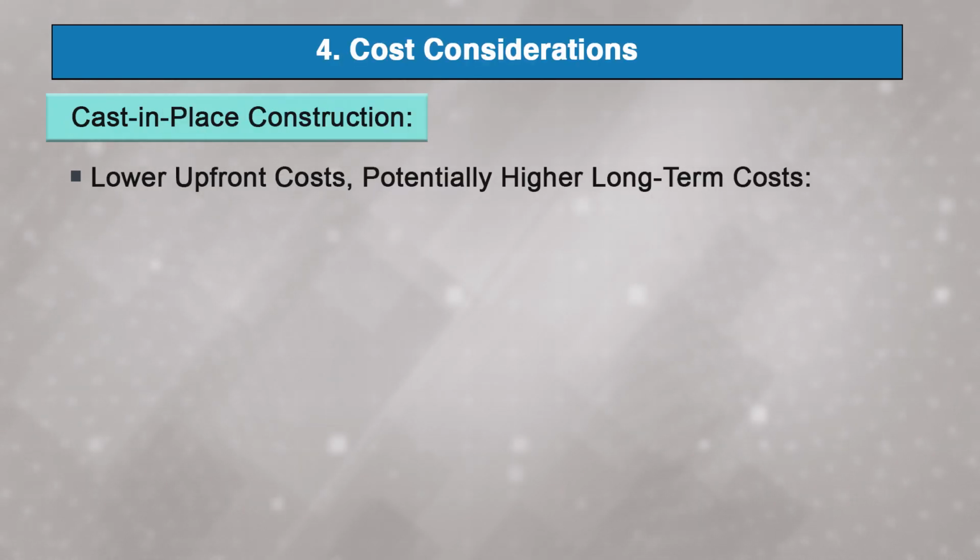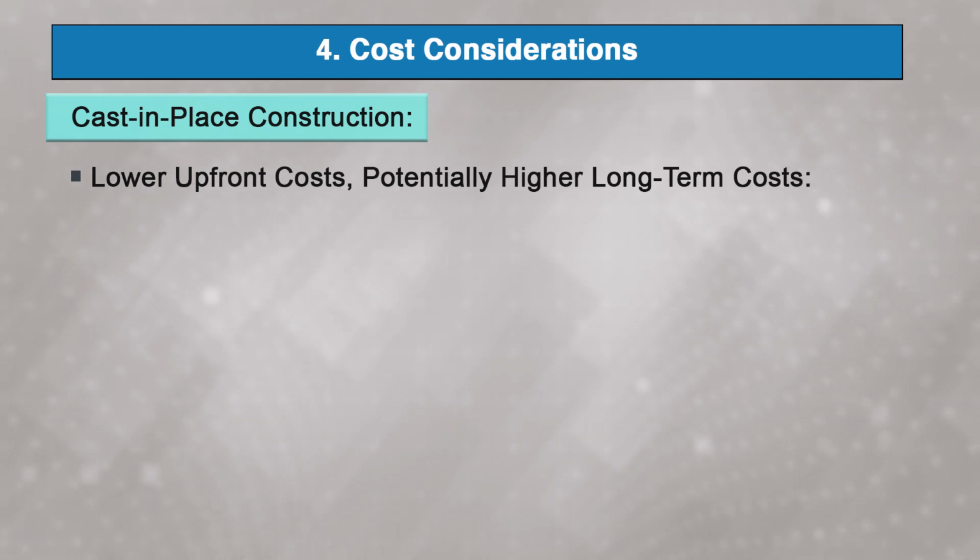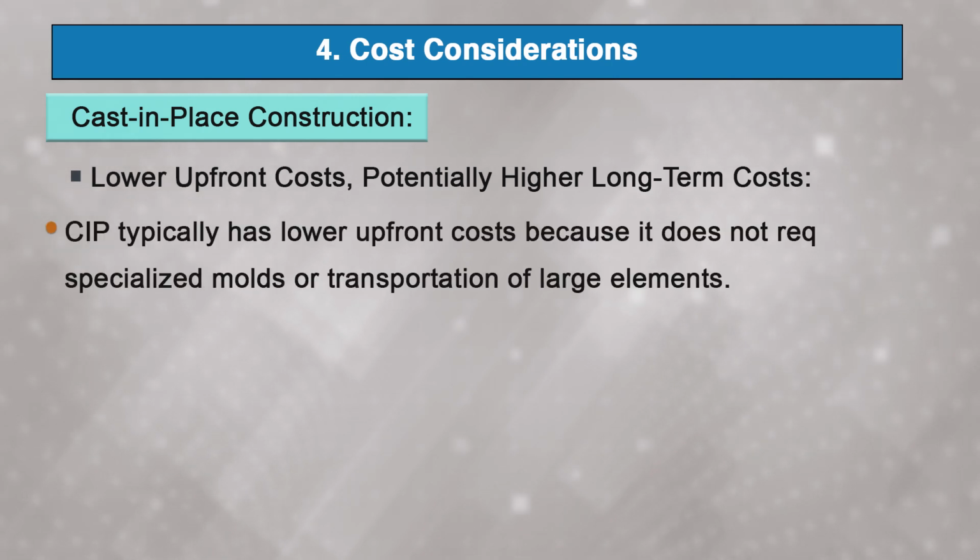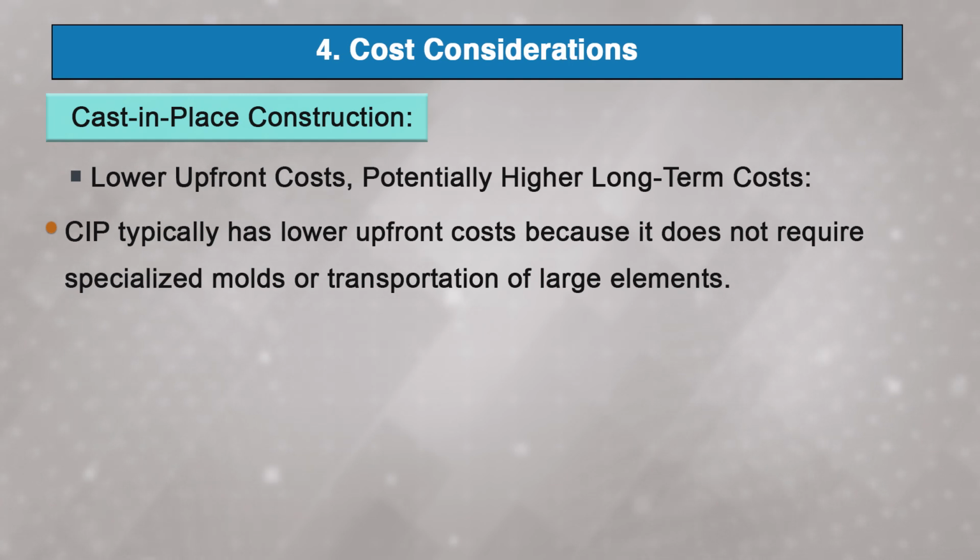Whereas in cast in place construction, as you know, it will be of lower upfront cost, potentially higher long term cost. If we talk about initial savings, cast in place construction typically has lower upfront cost because it does not require specialized molds or transportation of large elements.